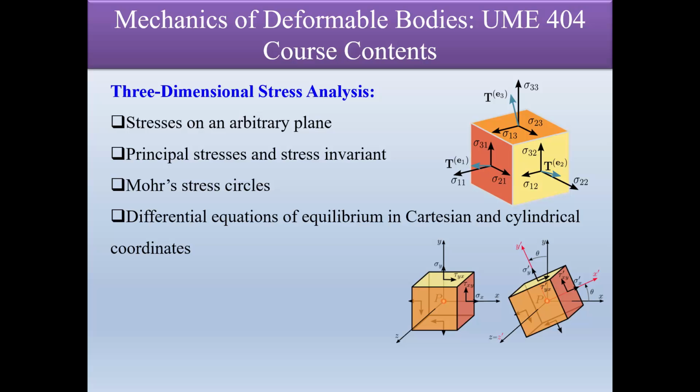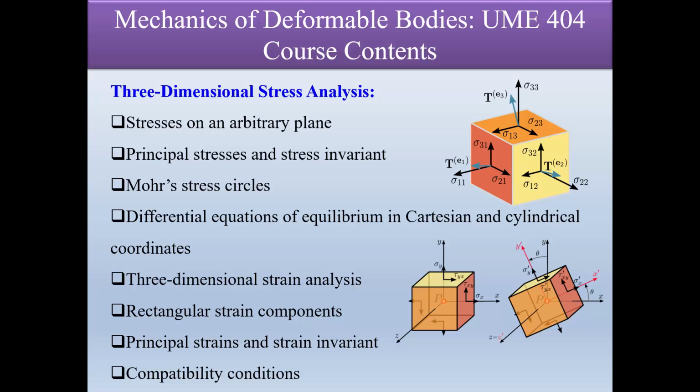Further, after stresses, it is also very important to determine the strain in three dimensions. So we go with three-dimensional strain analysis: what are the various rectangular strain components, the strain components at a principal plane, and the strain invariants. It is very important to see the relationship between stress and strain, and how the mechanics of deformable bodies depends on these parameters. I hope we will discuss this in detail in this chapter.